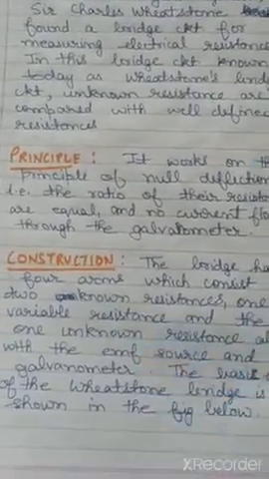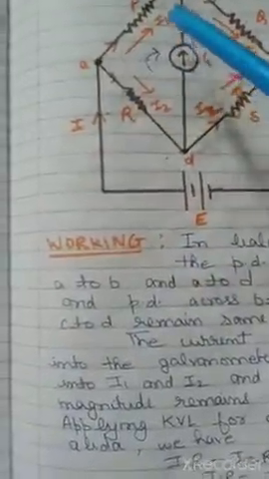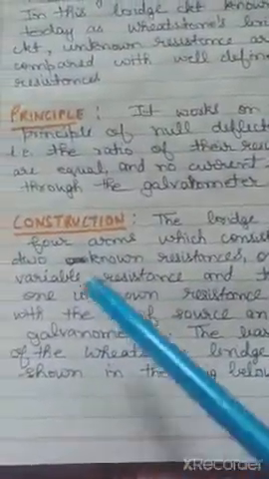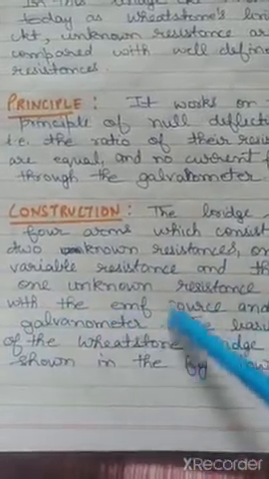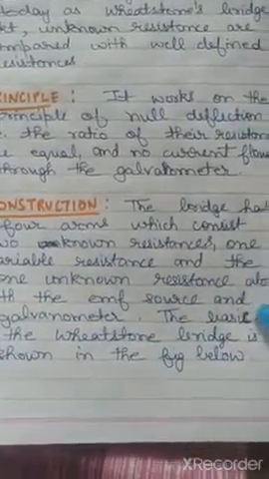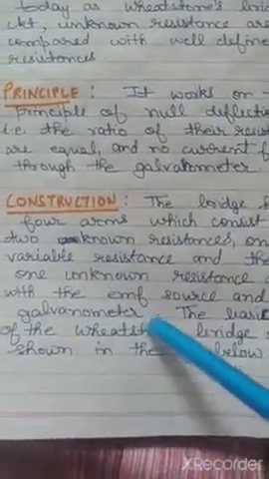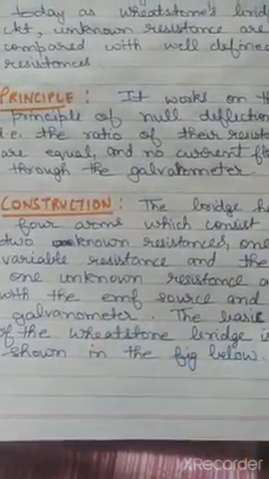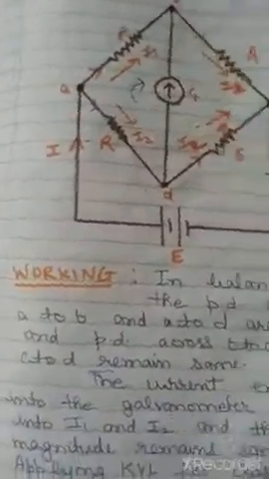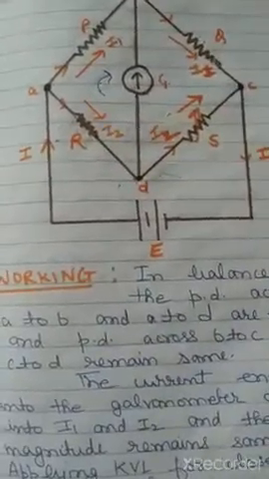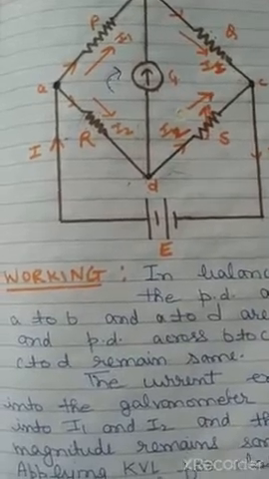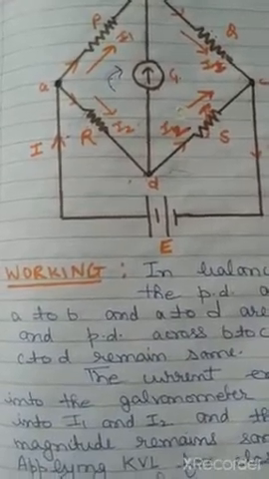The construction: the bridge has 4 arms, as you can see. 4 resistances are connected, out of which 2 are known resistances, 1 is a variable resistance, and 1 is the unknown resistance whose value we can find out, along with the EMF source and the galvanometer. The basic circuit of the Wheatstone bridge is here. You can see the 4 resistances in the 4 arms of a parallelogram, a diamond structure, or in the form of a bridge.